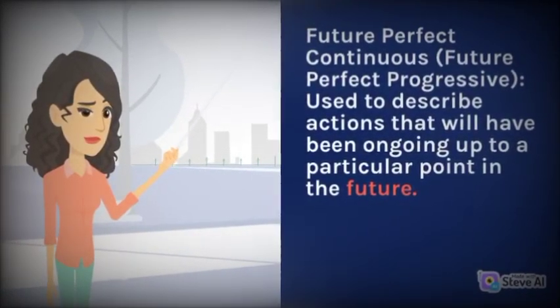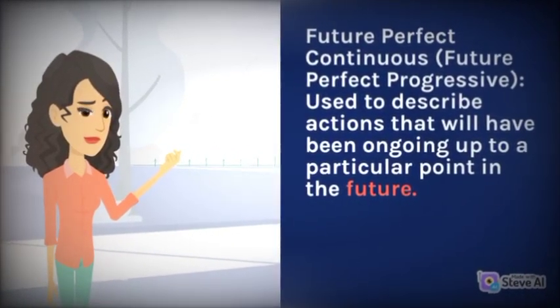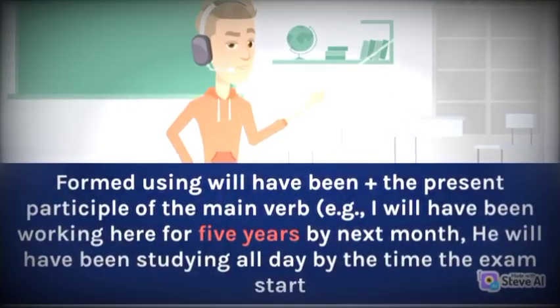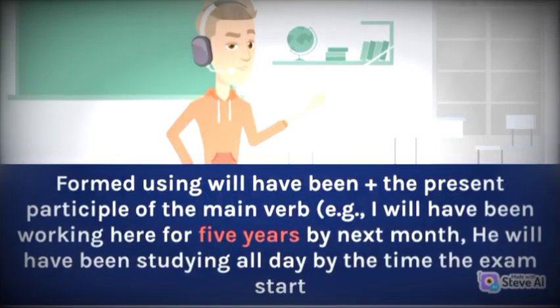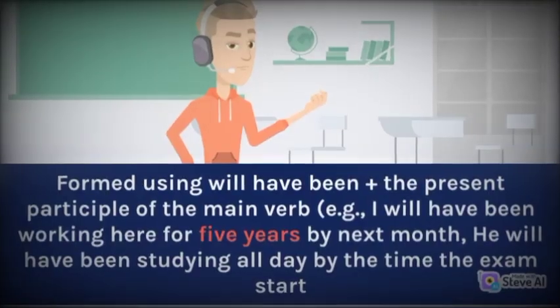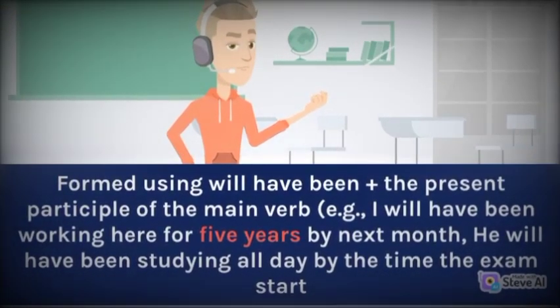Future perfect continuous, future perfect progressive. Used to describe actions that will have been ongoing up to a particular point in the future. Formed using will have been plus the present participle of the main verb. For example, I will have been working here for 5 years by next month. He will have been studying all day by the time the exams start.